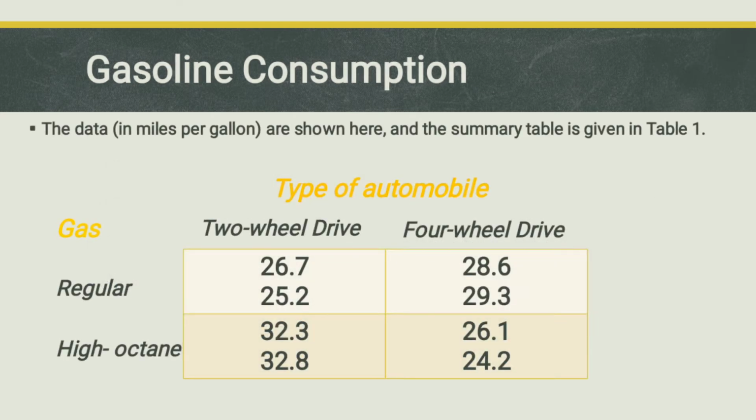Again, two-way ANOVA involves two independent variables, also called factors. Based on the table shown, we have two factors, which are the type of gasoline and the type of automobile. Under the type of gasoline used, we have regular and high octane, and for the type of automobile driven, we have two-wheel drive and four-wheel drive. The table also indicates the data in miles per gallon. For regular and two-wheel drive, we have 26.7 and 25.2. For regular and four-wheel drive, 28.6 and 29.3. For high octane and two-wheel drive, 32.3 and 32.8. And for high octane and four-wheel drive, 26.1 and 24.2.